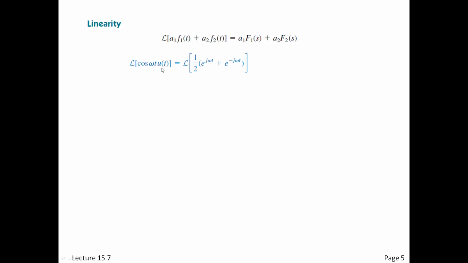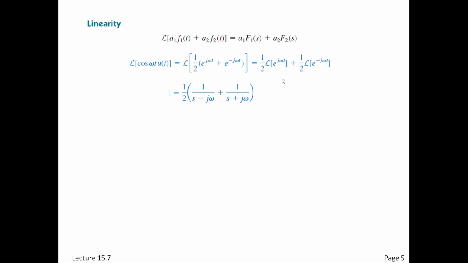We're looking at the Laplace. I'm making the substitution now inside the cosine omega t. So I'm just substituting cosine omega t is e to the j omega t plus e to the minus j omega t. All right, that being the case, linearity tells me I can break it into two functions where a1 and a2 are a half, and I get 1/2 the Laplace transform of each of the exponentials.